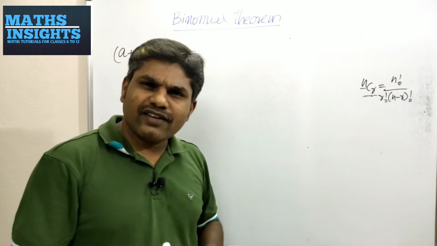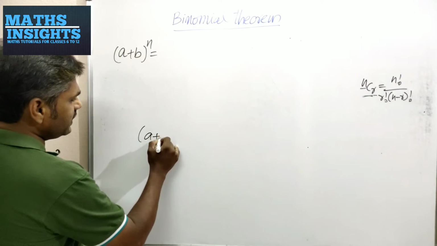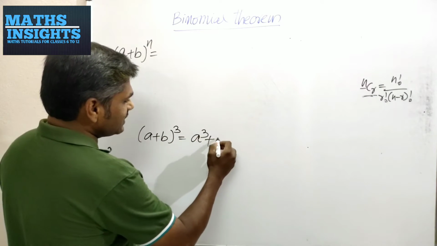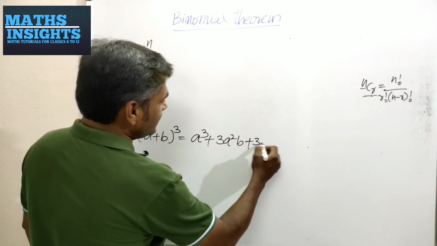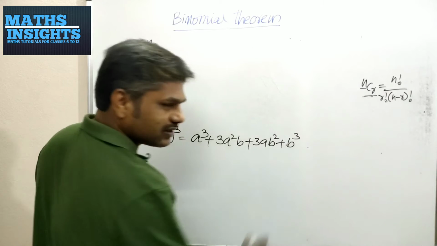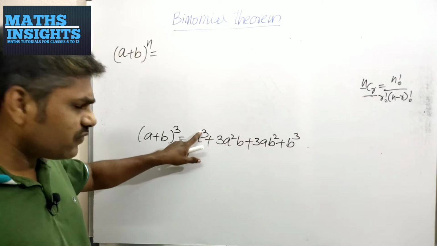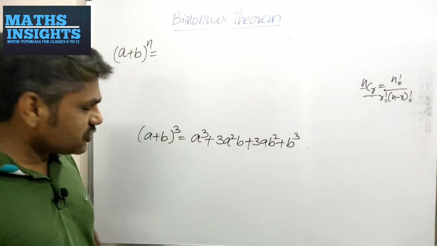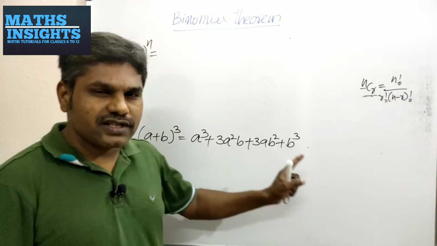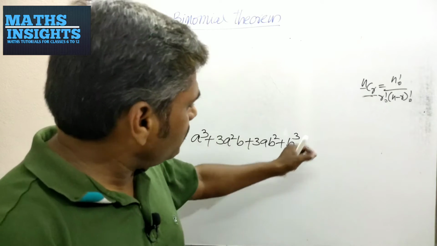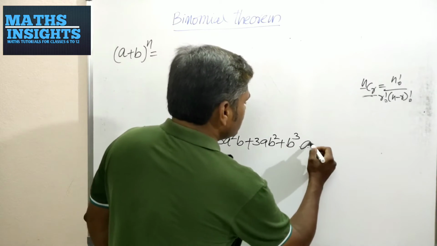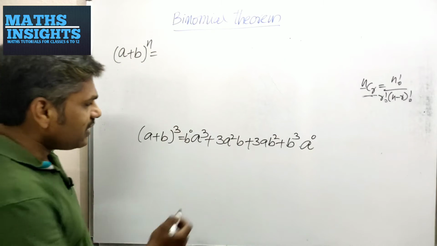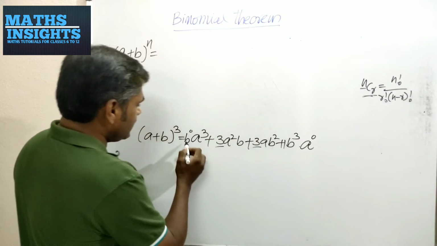Before expanding this, I will take one example, that is a plus b whole cube. You know that this is a cube plus 3a square b plus 3ab square plus b cube. I already said that the index of the first term, in its first term is 3, which equals the index of the binomial. Then its value decreases by minus 1, minus 1, minus 1 and finally its power will become 0. And in the first term the index of the second term is 0, and these are called coefficients, right?